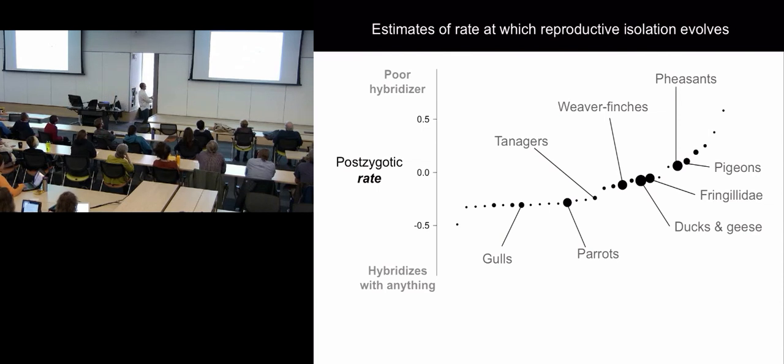So this is showing you the distribution of postzygotic rates. We have everything from things that evolve it quickly, which are poor at hybridizing, to things that can effectively hybridize with lots of other things, and so those will be good hybridizers. So that's how we estimate rates of postzygotic isolation.